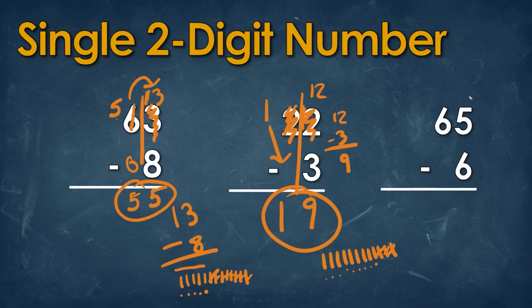Okay, let's try it again over here. So we're going to put a line down the middle. 5 minus 6 can't happen, right? Because 5 is smaller than 6. So we're going to borrow a 1 from 6.